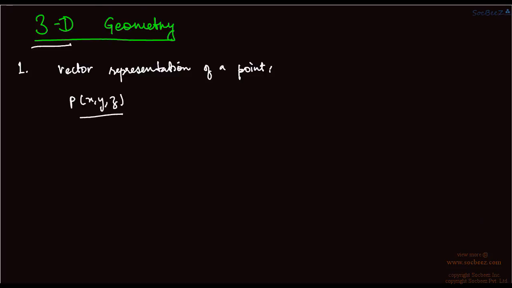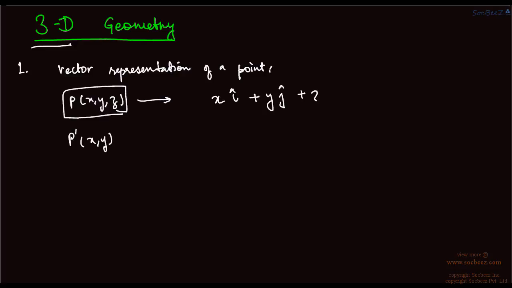In 2D geometry we had P, let's say x comma y, right? But in 3D geometry we have 3 coordinates on the x-axis, y-axis and the z-axis. So this point is represented as x i cap plus y j cap plus z k cap. How's that? Let's say we have this x, this y, and this as z-axis. So this point will be x distance from here, y distance from here, and z distance from here.